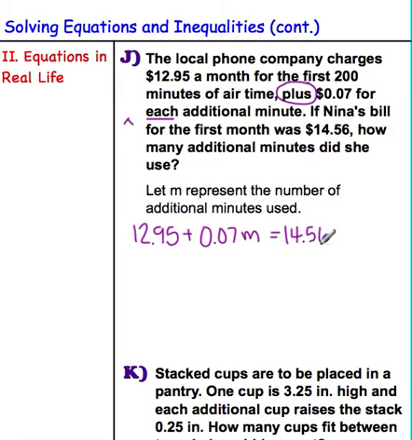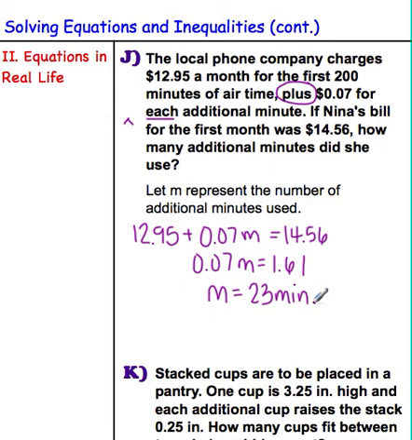So now that we have our equation, we need to go ahead and solve it. The first thing I'm going to do is subtract $12.95 from both sides. When I take $14.56 minus $12.95, I get 7 cents M is equal to $1.61. And then I can divide by 7 cents on both sides to get that M is equal to 23 minutes. So that tells me that Nina went over her 200 minutes of airtime by 23 minutes, so she had to pay that additional money.